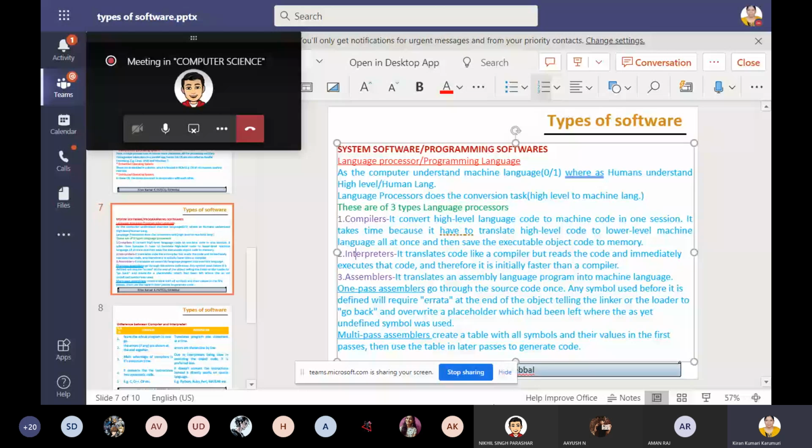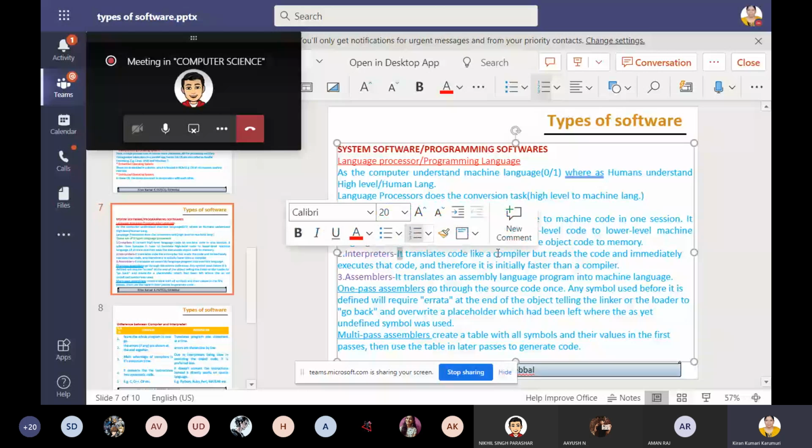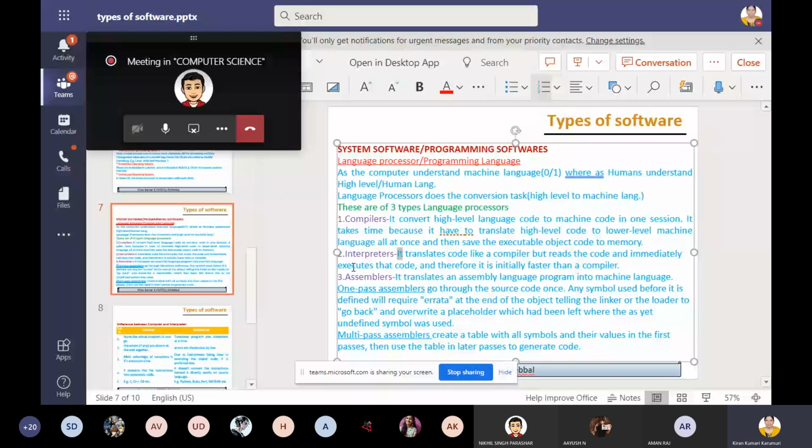What happens in an interpreter? One line is translated. It translates code like a compiler, but reads the code and immediately executes that code. It will not wait for the entire code to be read. If there are any errors in between, the code above that line can still be translated.